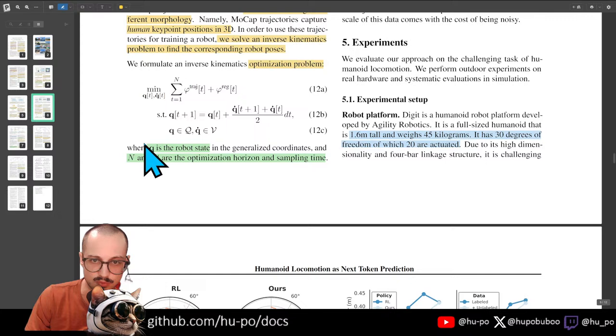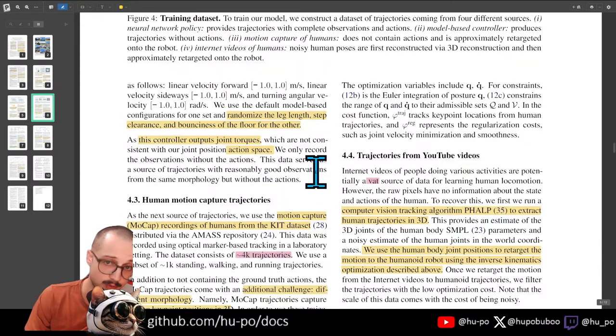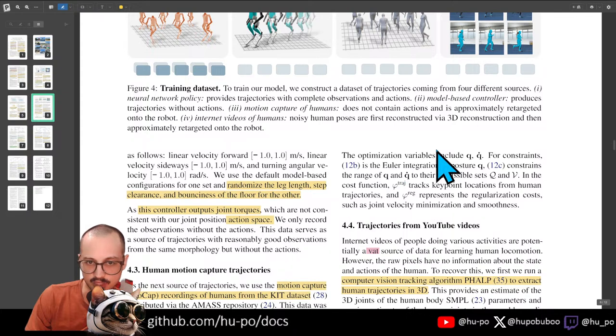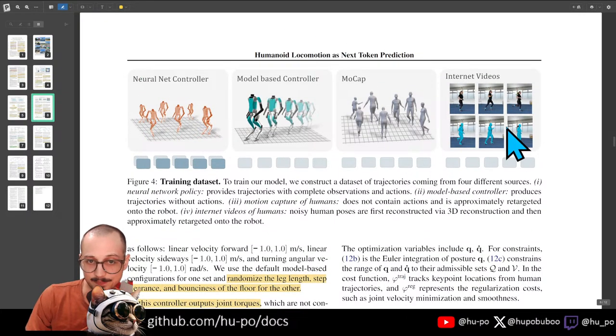So you don't just have the robot state Q, you also have the velocity, right? The human is moving with some velocity, the robot is moving with some velocity. You're trying to match that as well. So it's kind of a very noisy way of getting trajectories in robot observation space, but it's fine, right? It's fine if it's noisy because you're kind of hitting this with a scale hammer, right? So even if you have noisy data, if it's 10 times the amount of data, you're probably going to be able to squeeze a little bit more juice out of that.